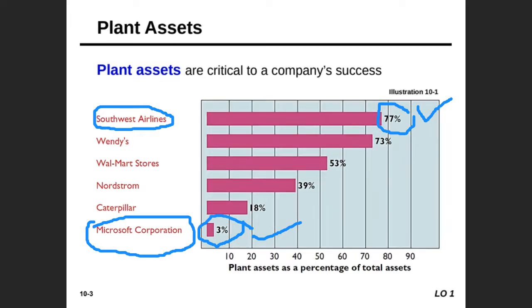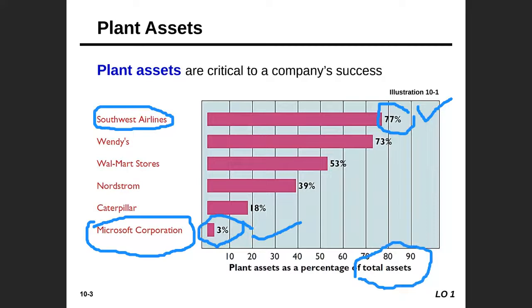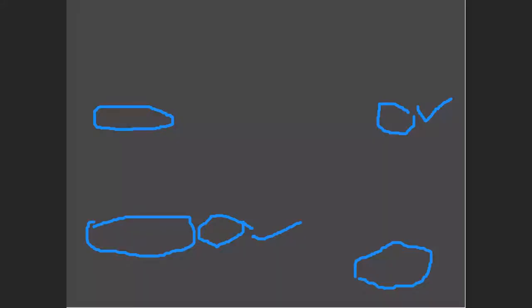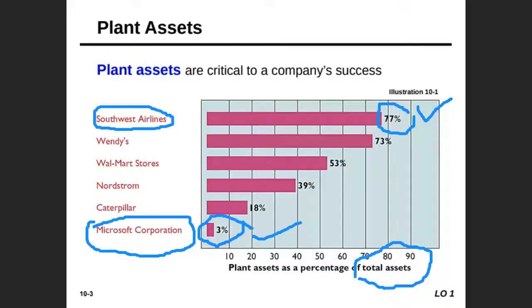Okay, so plant assets are important as a percentage of total assets, but it also depends on the nature of the business. So that's how you see in SABIC it was 40%. If you look at Saudi Airlines, you may find property, plant and equipment are a large number because of the nature of the business. Is this slide clear? Any question?